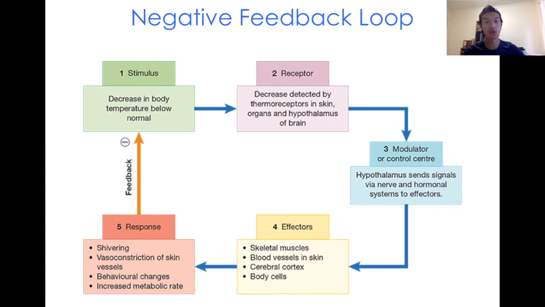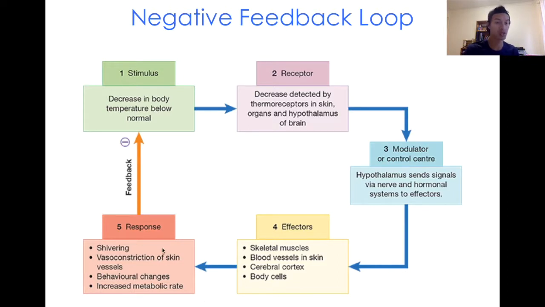And then it is those muscles or those organs, like your blood vessels in the skin, that would enact that change, right? And so your skeletal muscles might contract and release rapidly, causing you to shiver. Your skin vessels might start to vasodilate or vasoconstrict. In this case, vasoconstrict, because there is a drop in body temperature. And then your cerebral cortex might initiate some sort of behavioral change, like, for example, put on some more clothes. And then your body cells might increase their metabolic rate naturally to bring your body back into its right temperature.